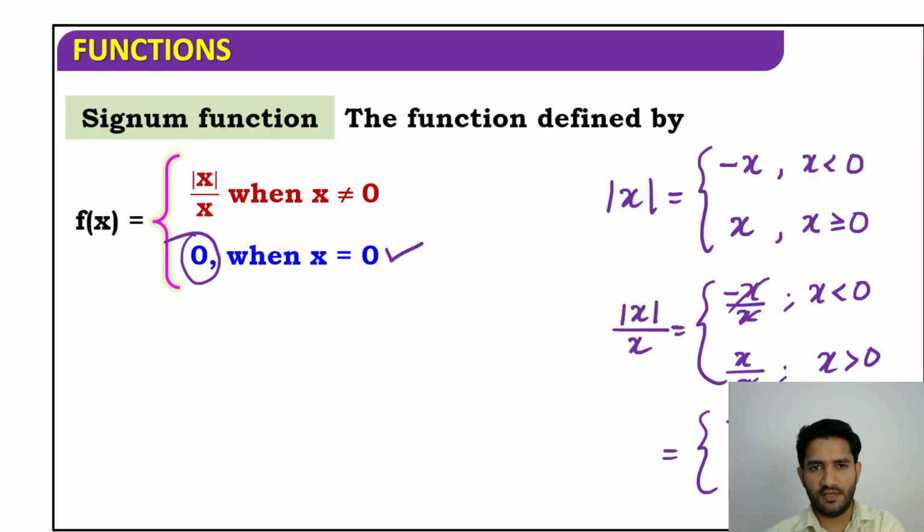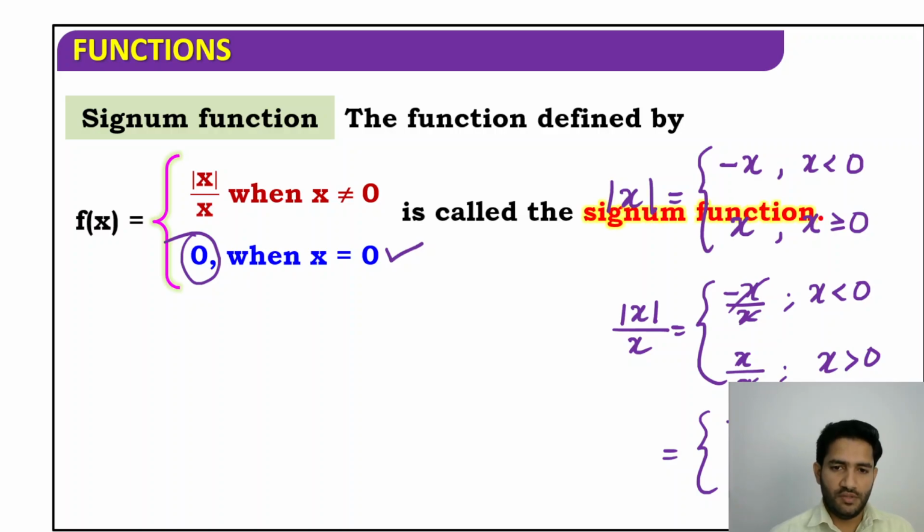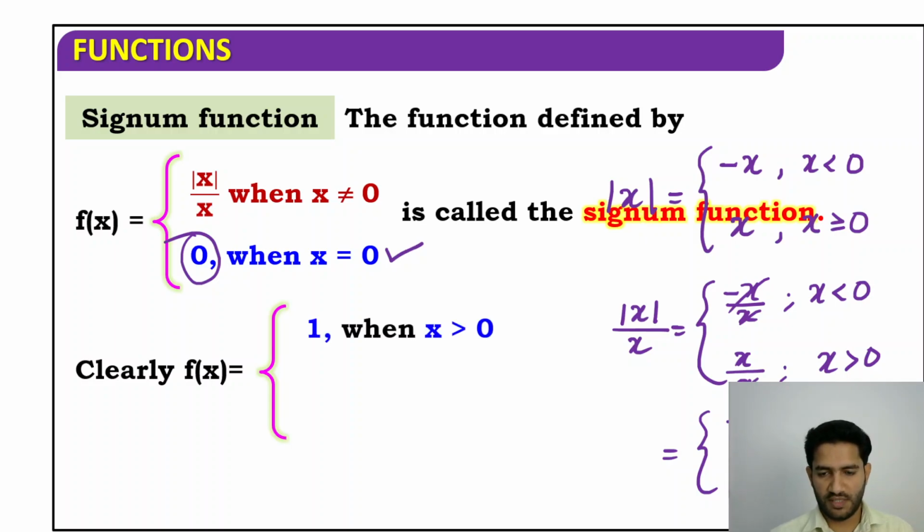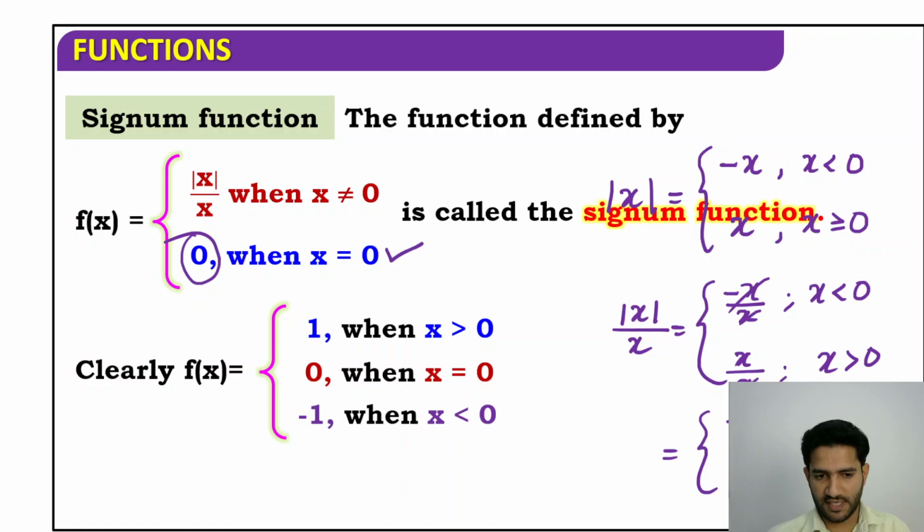So clearly it is obvious the function value is the range. So in the range we have only 3 elements, -1, 0, 1. The y values are the range. So it's called signum function. So clearly f of x is equal to 1 when x is positive, 0 when x equal to 0, and -1 when x is less than 0.